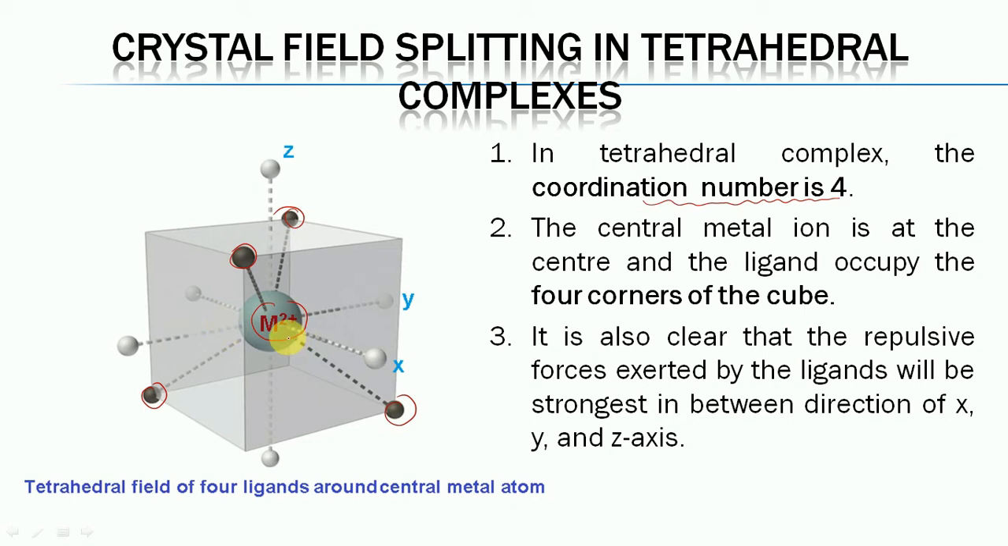So in a tetrahedral arrangement, the 4 ligands surrounding a metal ion may be visualized by placing them on 4 of the 8 corners of the cube. So these are the 4 corners of the cube, and this cube has a total of 8 corners.